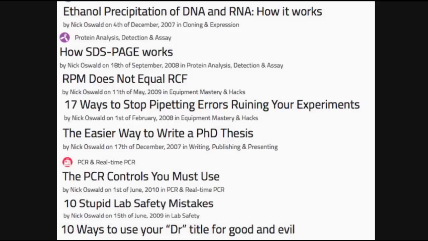Same with the pipetting errors one. How to Write a Thesis is a different tack, and then all the way down to 10 Ways to Use Your Doctor Title for Good and Evil. I just want to emphasize that one because it's a silly article that is a bit of fun, but those are important as well, because we want Bitesize Bio to be a place where bioscientists can come and feel supported, but also understood, and feel a collegial atmosphere where we can laugh about what goes on in the lab as well. It doesn't all have to be serious, and in a lot of ways helping people to laugh about what's going on is the best support we can give them.